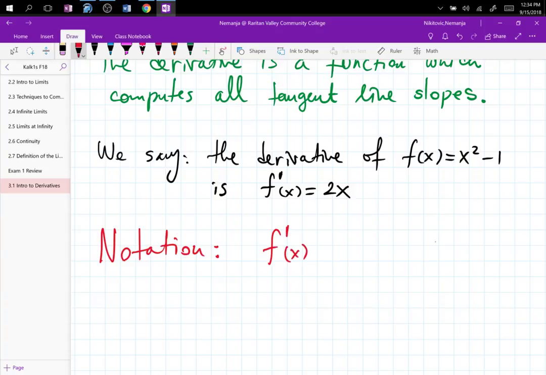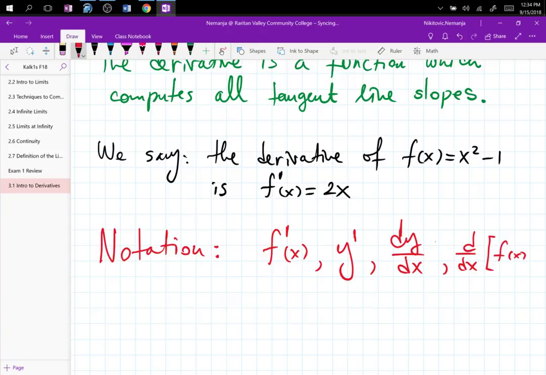F prime of x, y prime, dy dx, d dx of f of x. These are the four that we are going to use in Calculus 1 and 2 and 3.